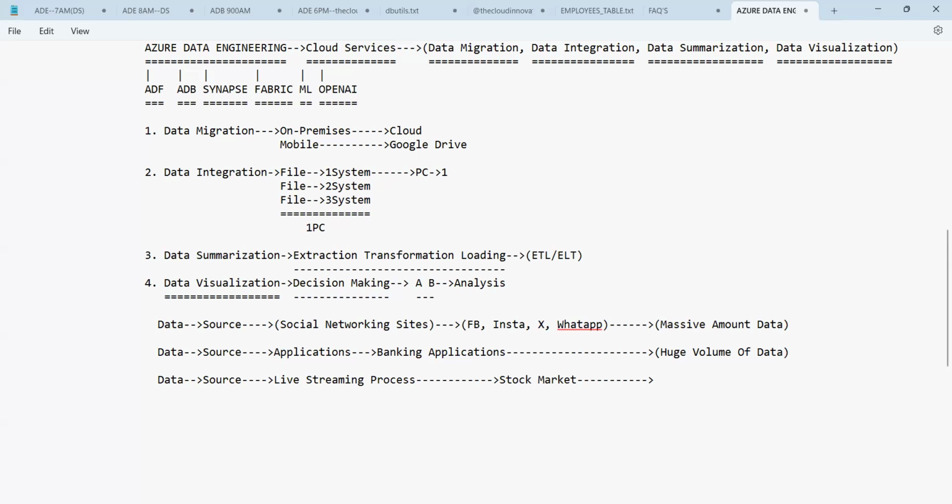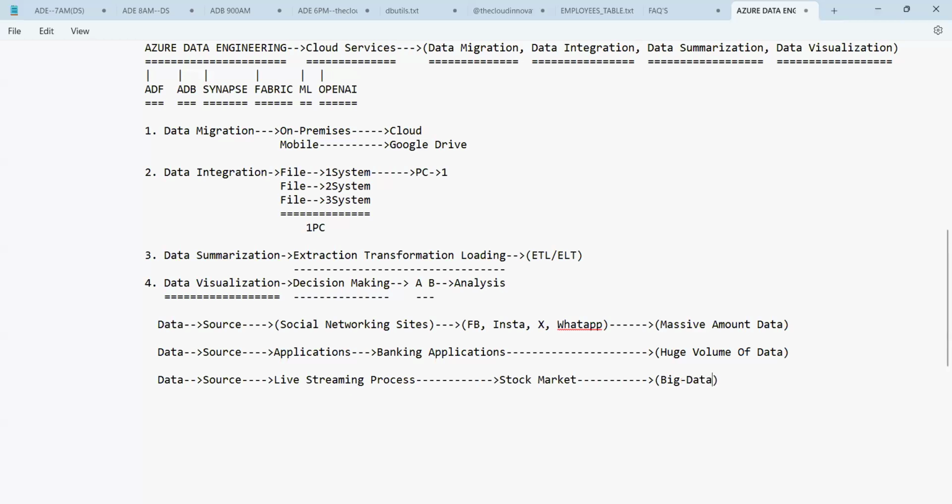So you receive the data. Hence we can say, this all is called big data.